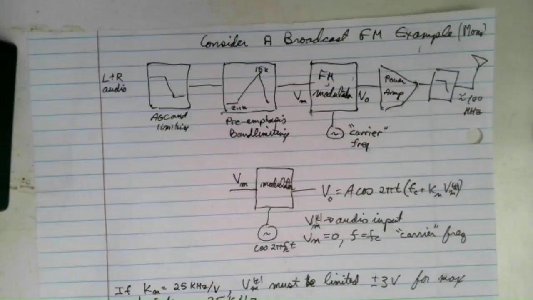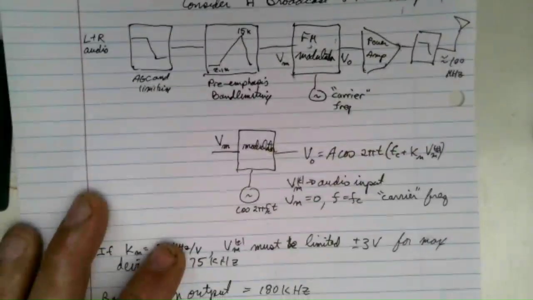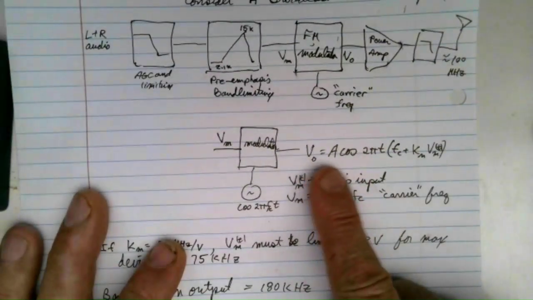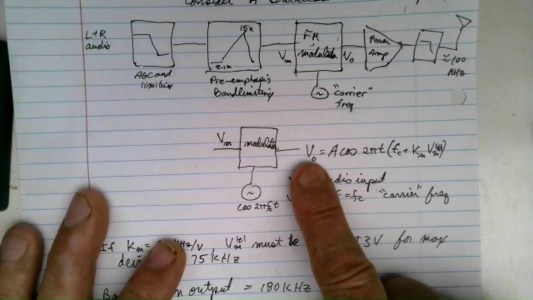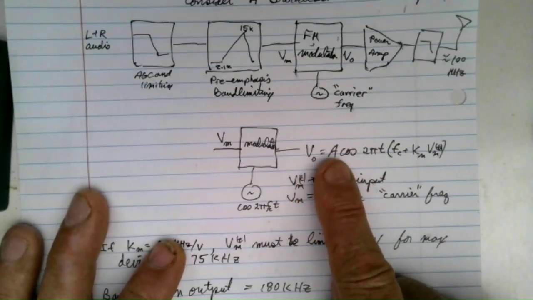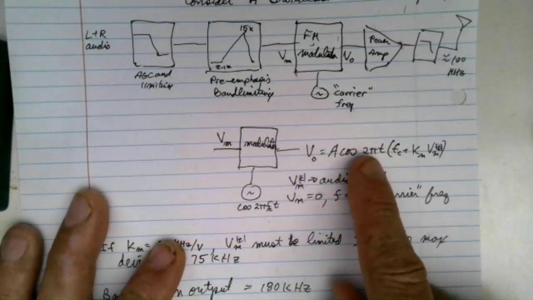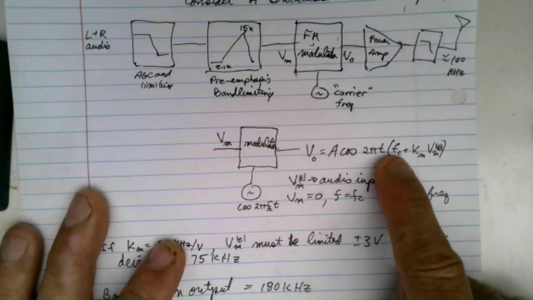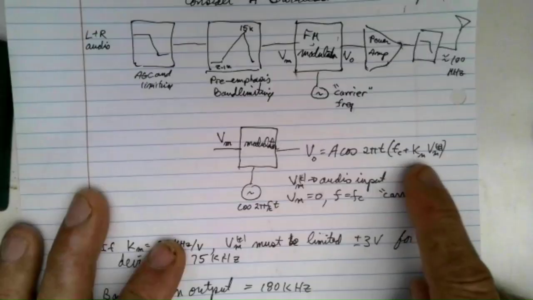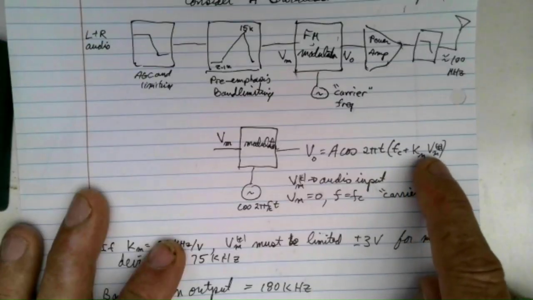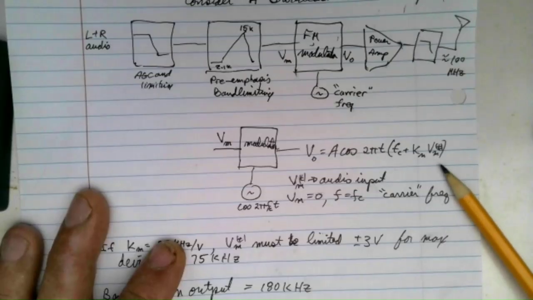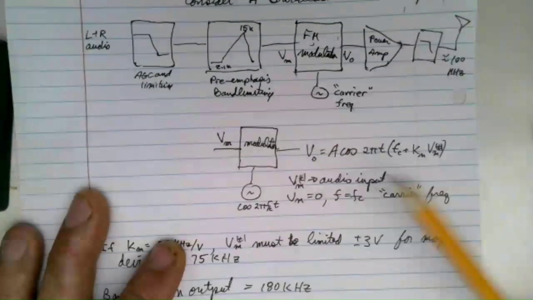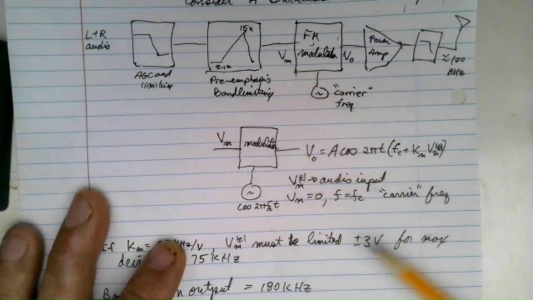All right, now what is an FM modulator? An FM modulator is a block which has output like shown here. So if the output voltage is some fixed amplitude, cosine of 2 pi t times Fc, which is your carrier frequency, plus some Km constant times Vm of t, where Vm of t is your modulation voltage, your audio, in other words, your shaped audio, your preemphasized audio. That's the input to the frequency modulator.